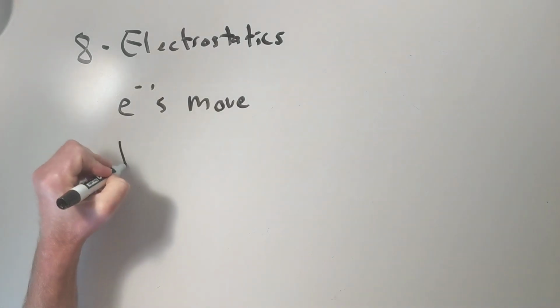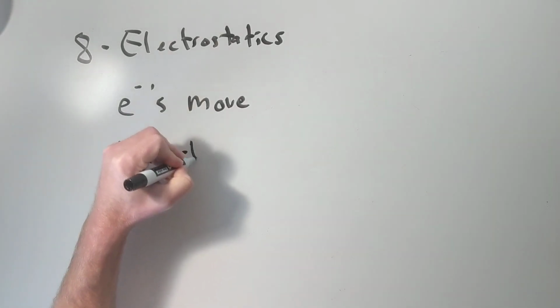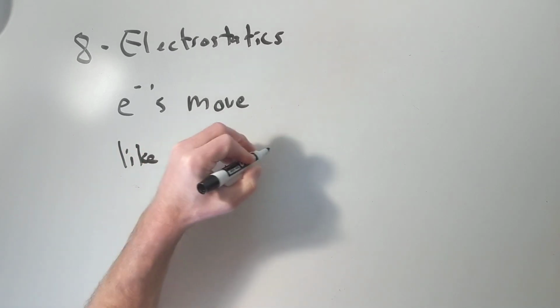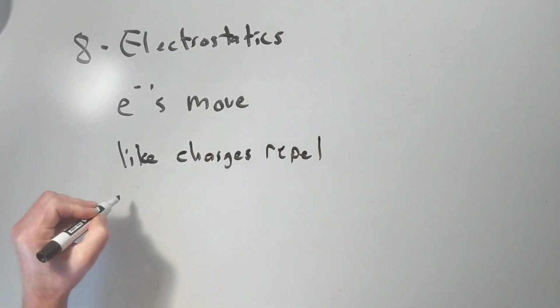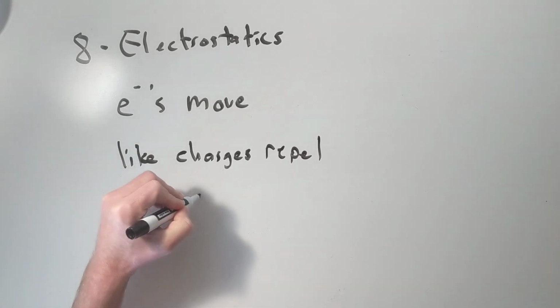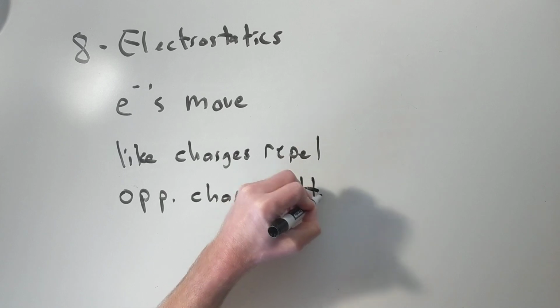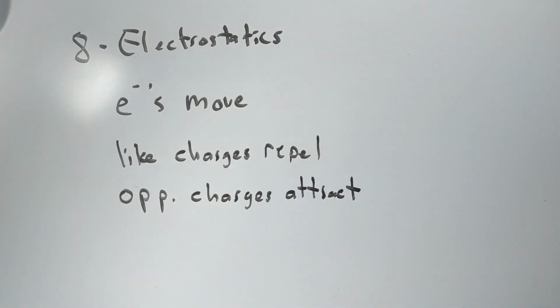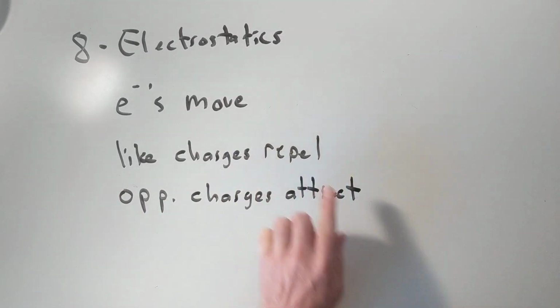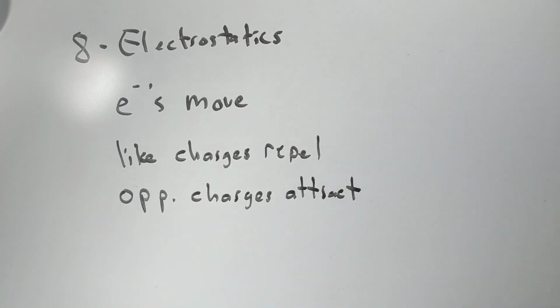And then you have simple ideas like charges repel, and opposite charges attract. But you have to be a little bit careful with that, because of induction effects that can happen. So even though like charges repel and opposite charges attract, you can have charges attract to neutral objects because of induction effects.